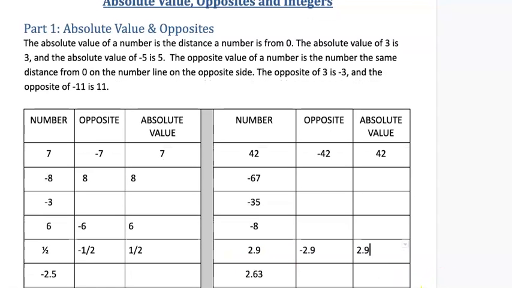So you're going to continue to fill these in, figuring out opposites and then absolute value. Remember, anything in the absolute value column always has to be a positive number.